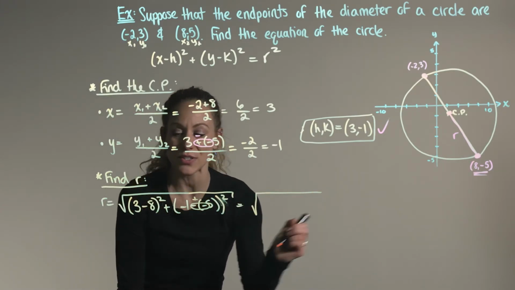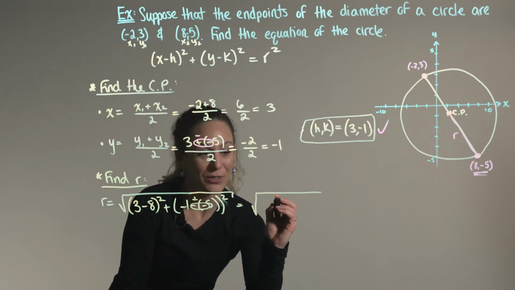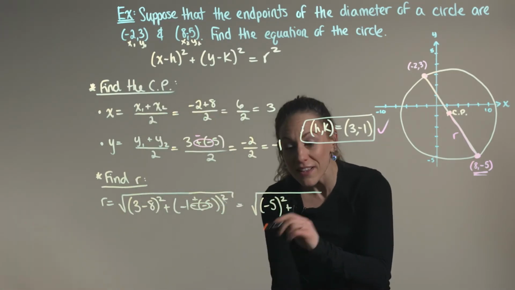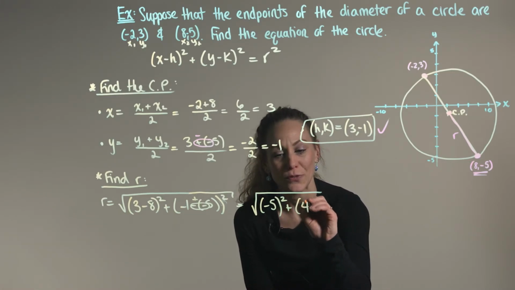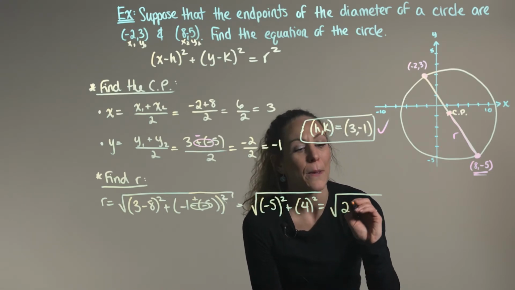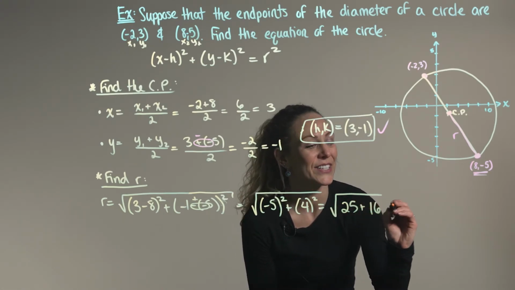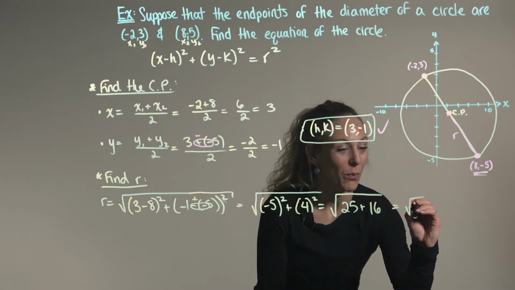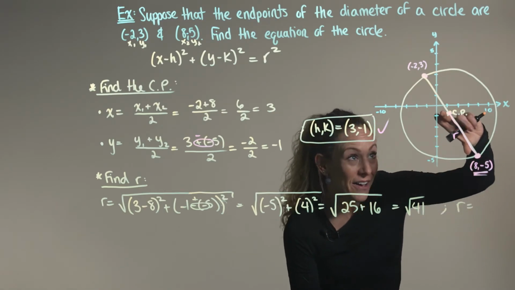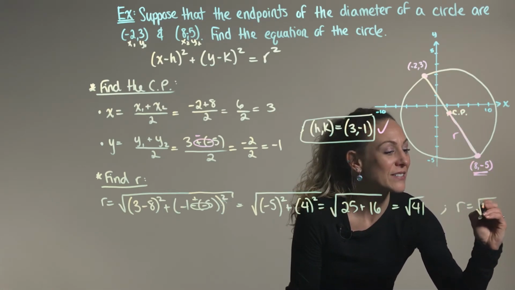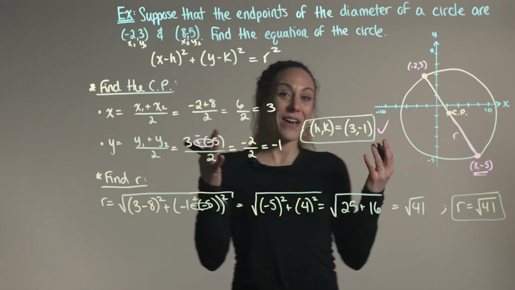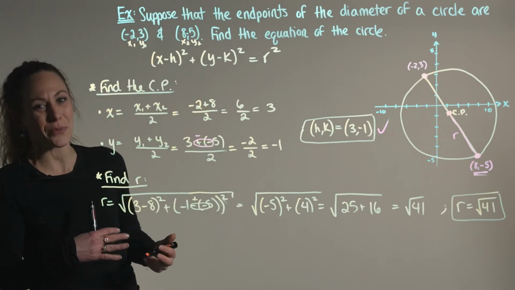And this is equal to the square root of (3 minus 8, which gives us -5) squared, plus (-1 plus 5, which is equal to 4) squared. So we have the square root of 25 plus 16, which leaves us with the square root of 41. So our radial length, the radius of this circle, half the length of our diameter, is defined as the square root of 41 units. So now we have everything that we need to define the equation of our circle.